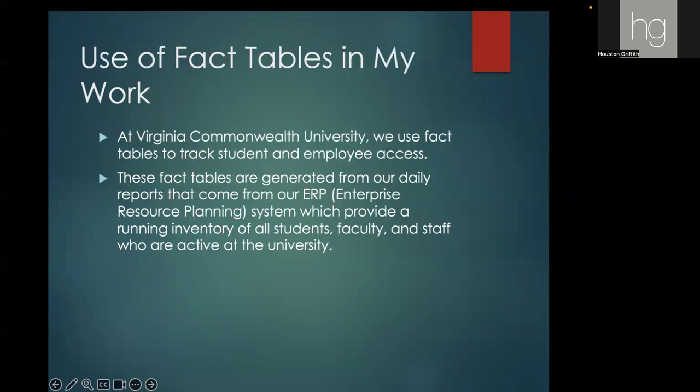Through this process, our fact tables are generated from our daily reports that come from our ERP, or Enterprise Resource Planning System, and they provide a running inventory of all students, faculty, and staff who are active at the university. In this daily work, I take these reports and extract, transform, and load the data to create the fact tables for tracking our student and employee access.